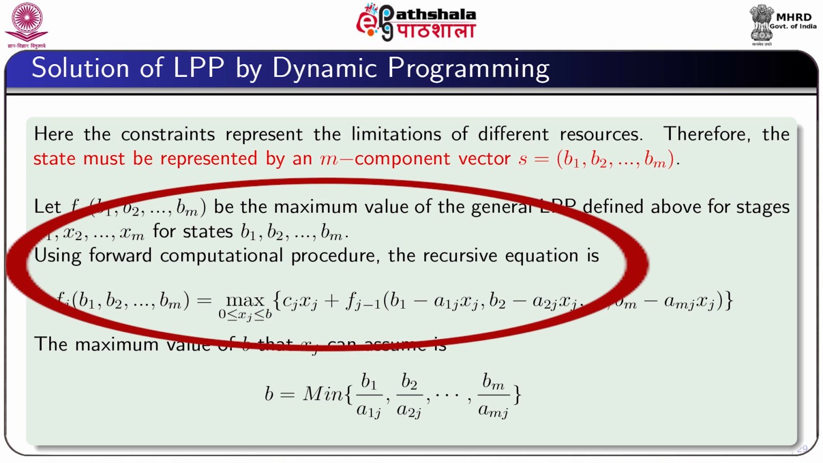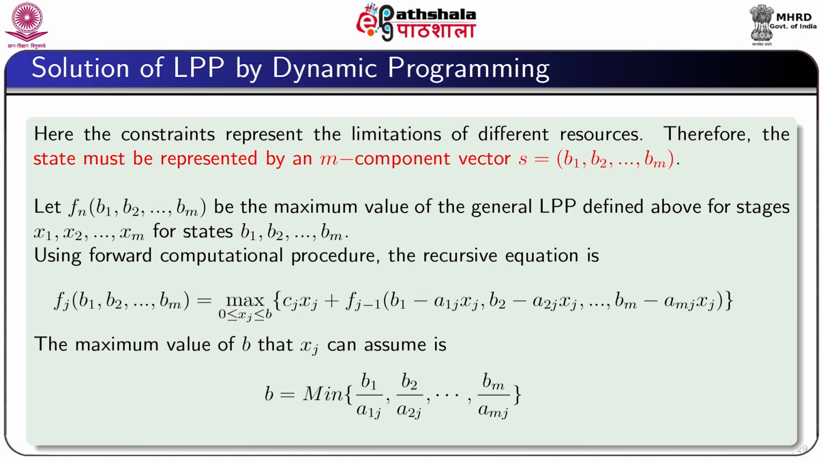Now, using the forward computational procedure, the recursive equation can be obtained as f j of b 1, b 2 up to b m is equal to the maximum of c j x j plus f j minus 1 of b 1 minus a 1 j x j, b 2 minus a 2 j x j, ..., b m minus a m j x j, where 0 less than or equal to x j less than or equal to b.